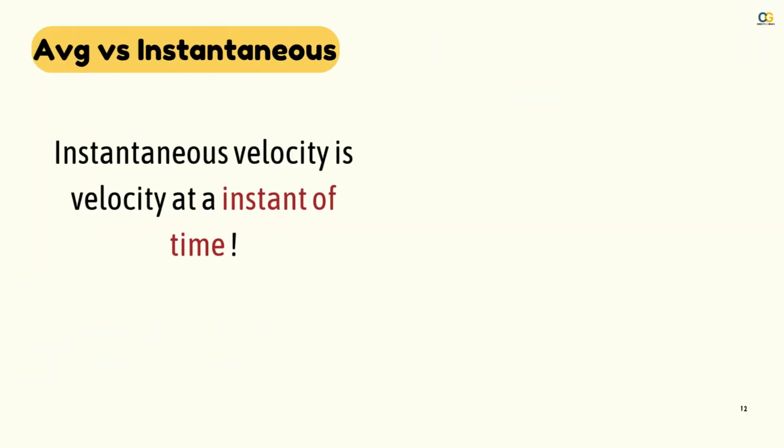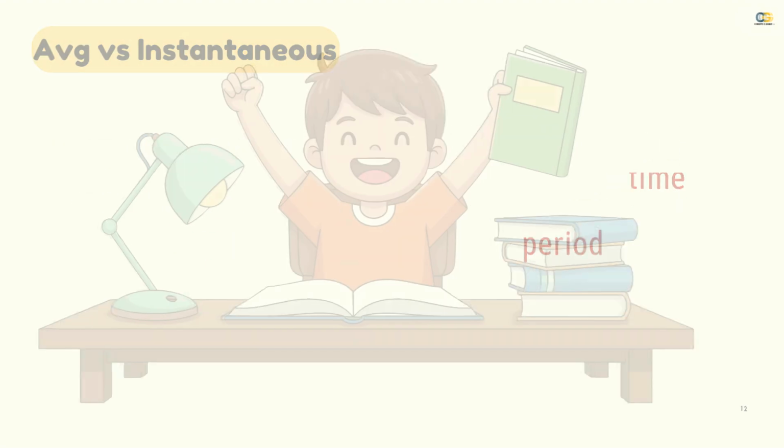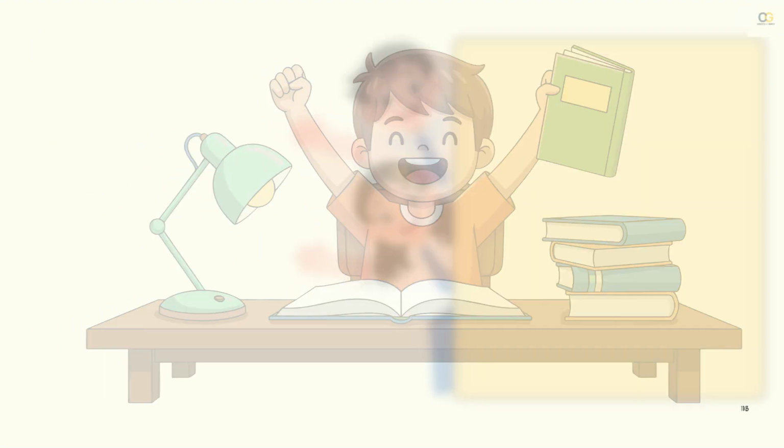Instantaneous velocity is hence velocity at an instant of time, which is different from average velocity, which is velocity over a time period. Hope this has solved your question regarding this.